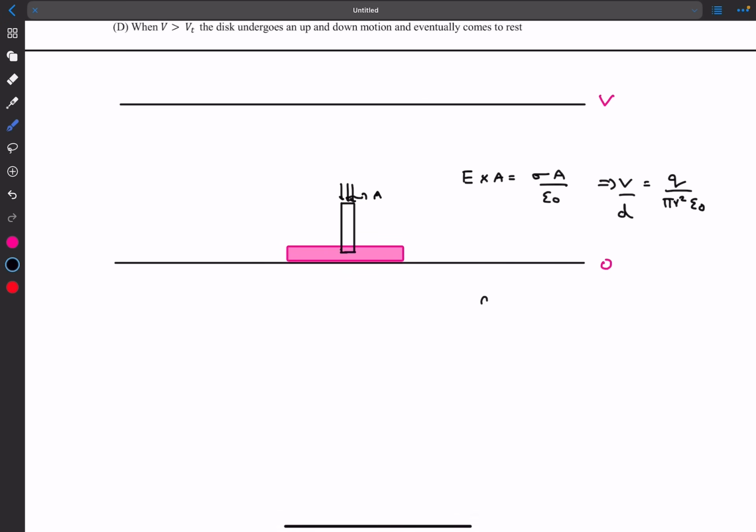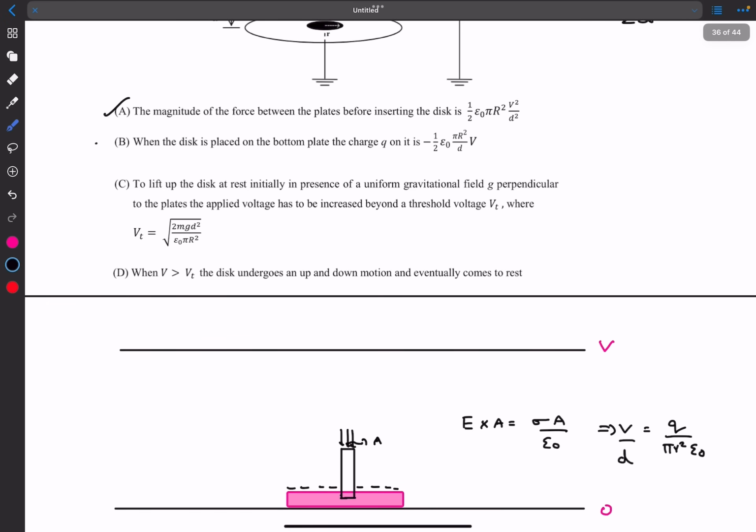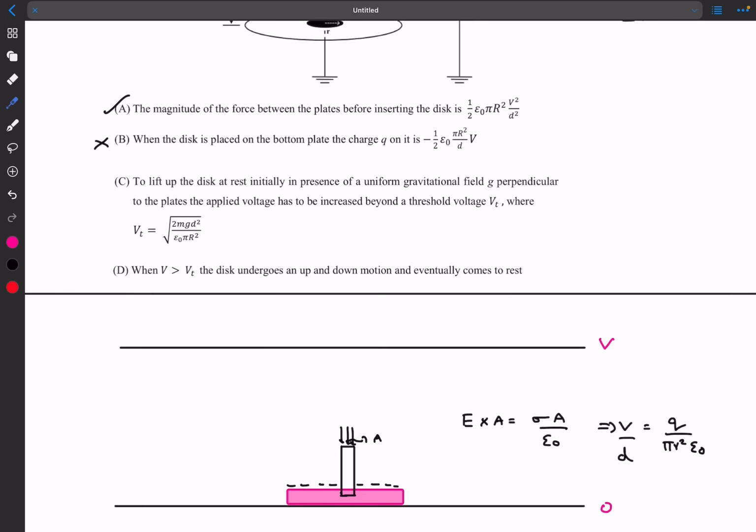And from here, the charge on the plate is first of all going to be negative, because if you observe, the flux is negative, right? So Q would be negative pi r squared epsilon naught V divided by D. So option B will be wrong. To lift up the disk at rest, initially in the presence of a uniform gravitational field g perpendicular to the plates, the applied voltage has to be beyond a certain threshold voltage. So that's what we have to find now.